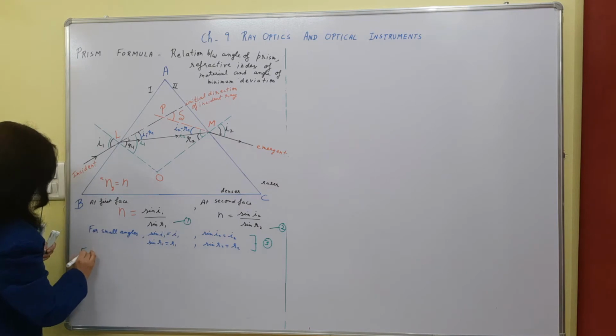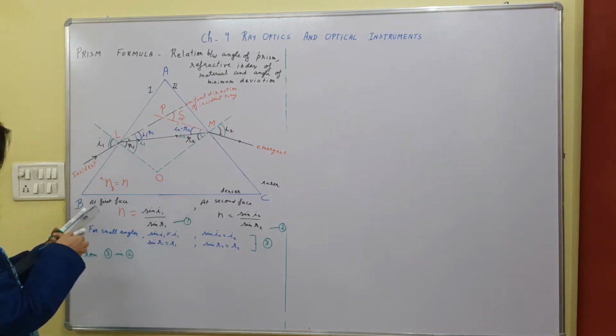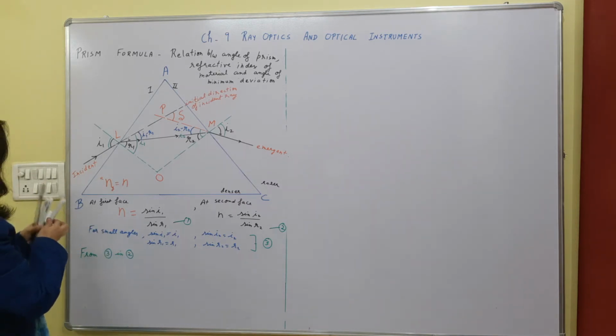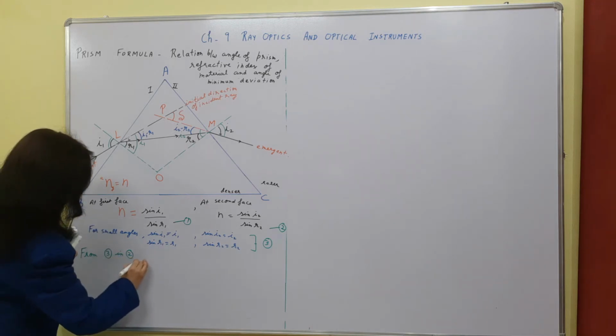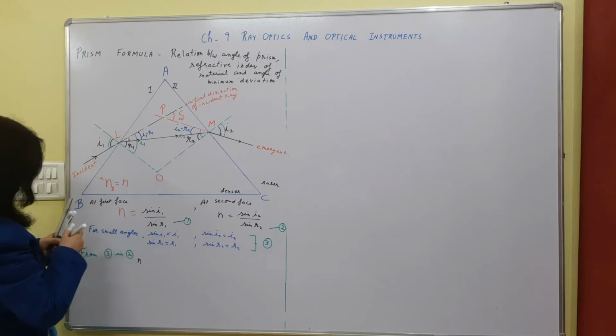So from 3 in 2, how will the expression change? N is equal to 3 in 2 and 1.